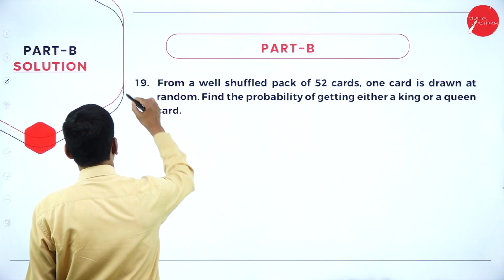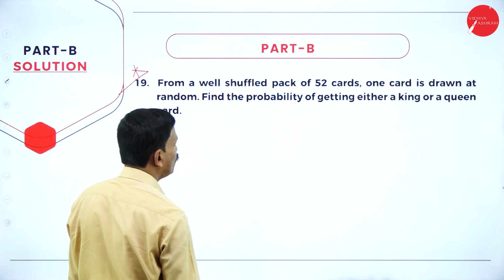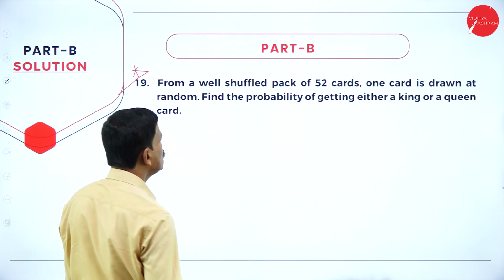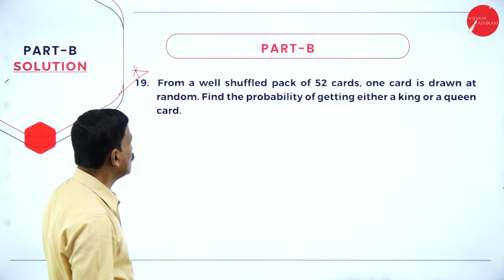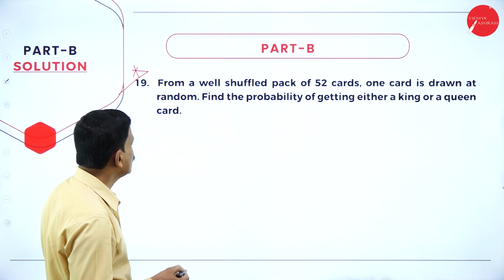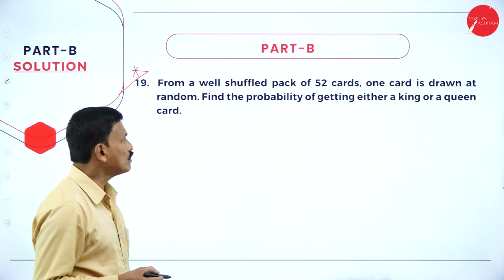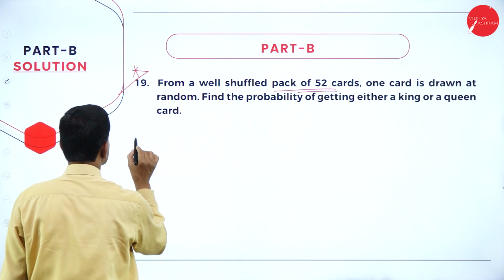This is also an important problem. From a well shuffled pack of 52 cards, one card is drawn at random. Find the probability of getting either a king or a queen card. So, what is given? In a well shuffled pack of 52 cards, that is called a deck.